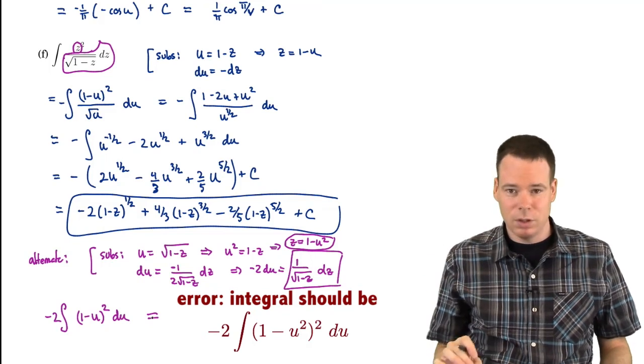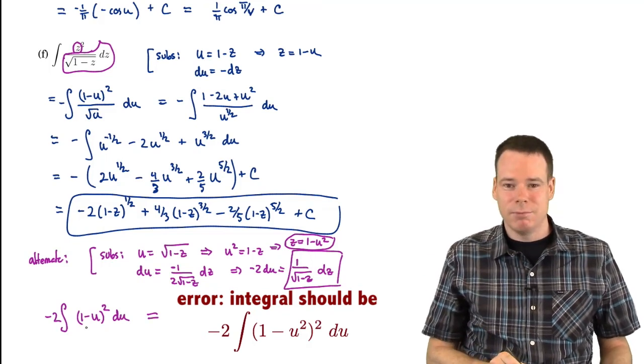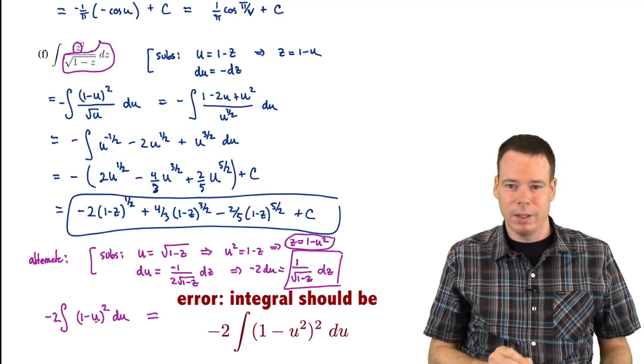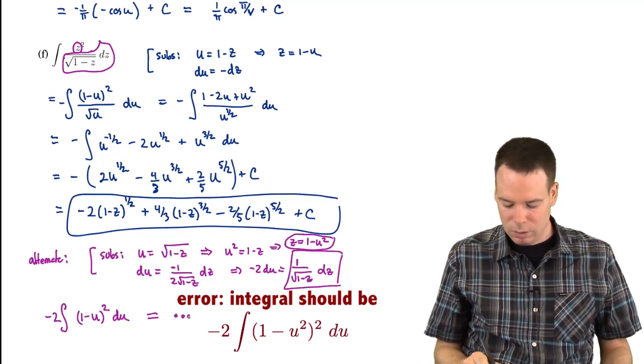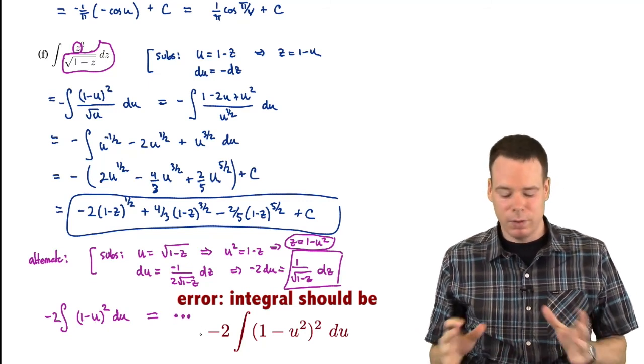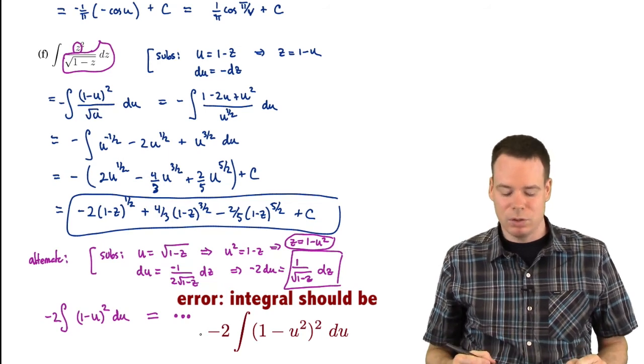So I've made all the tough decisions and worked through all the details. Now it's smooth sailing because this is just a polynomial. I expand it out and integrate term by term. So I'll put dot, dot, dot here. You can fill in the details, but you get the exact same answer as we got above.